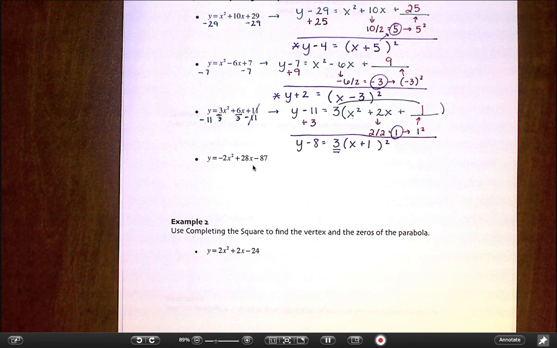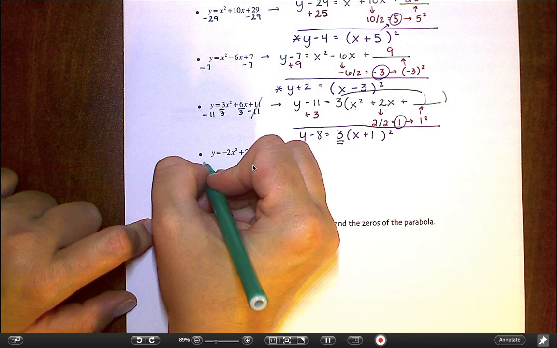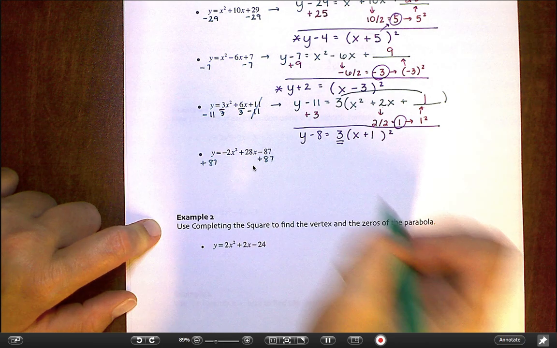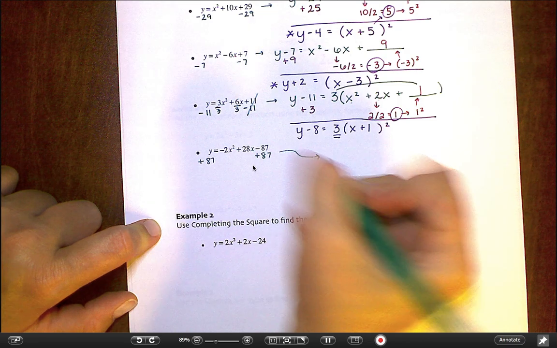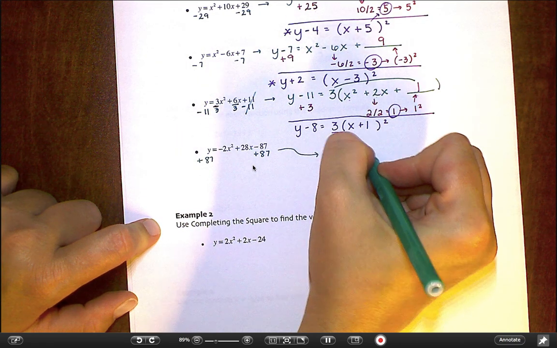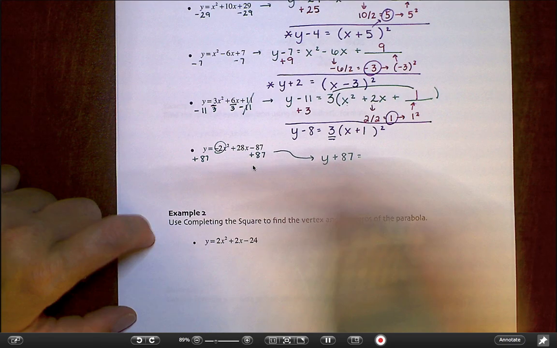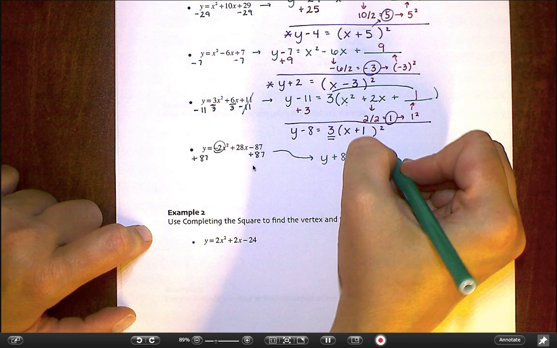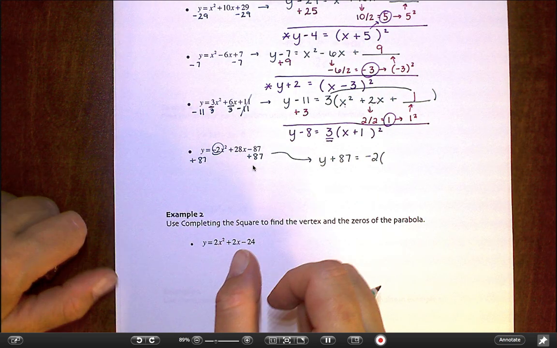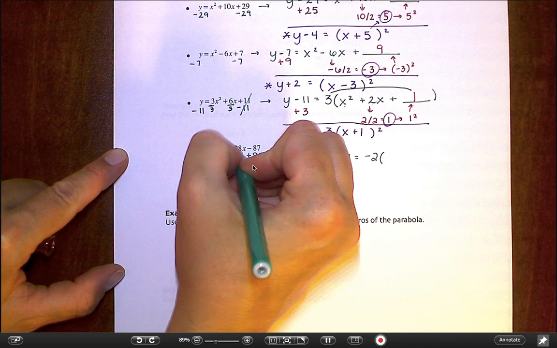Okay, so one more of these to try. Just like before, let's move the 87 out of the way. So I'm going to add 87 to the other side. Okay, that's going to leave me, and I'm going to move down a little bit here, y plus 87 equals, now notice I've got this negative 2 here. Remember, I want to write that negative 2 on the outside of the parentheses, which means that I have to divide both of these terms by negative 2.